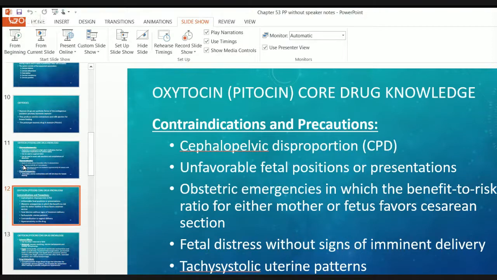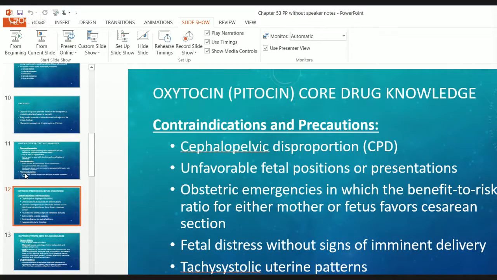If there's a cord presentation or a cord prolapse, she's going to have a cesarean section. Or if she has a total placenta previa or a vasa previa, any of those would be an indication for a cesarean section. So we wouldn't administer oxytocin or Pitocin to put her into labor. And of course, if she were hypersensitive to the medication, we would not want to give her any Pitocin.